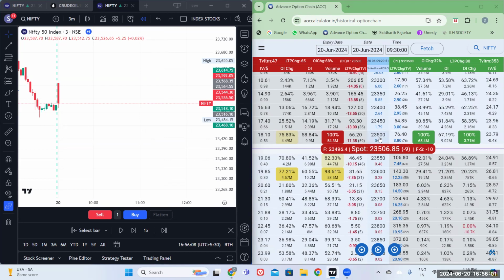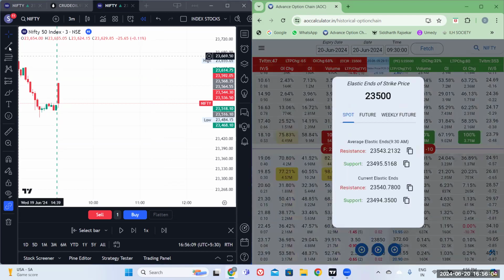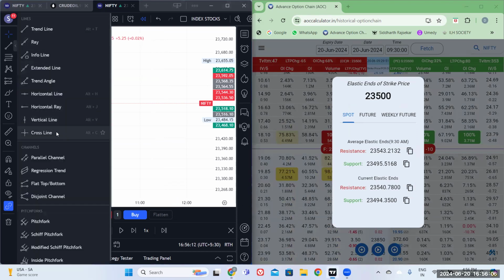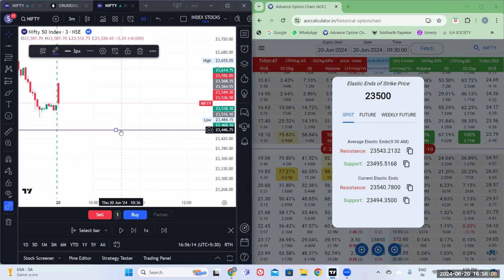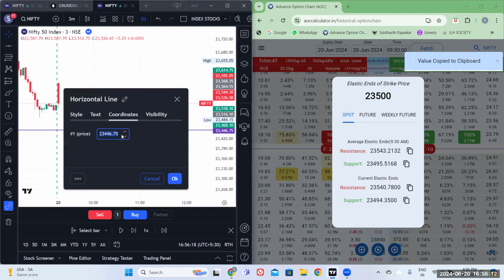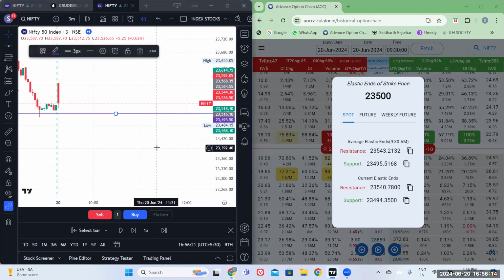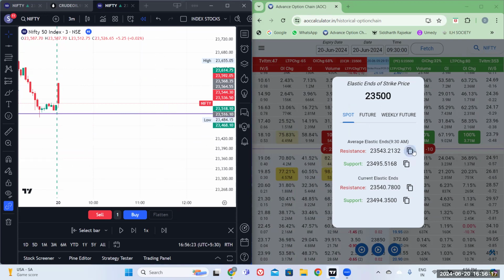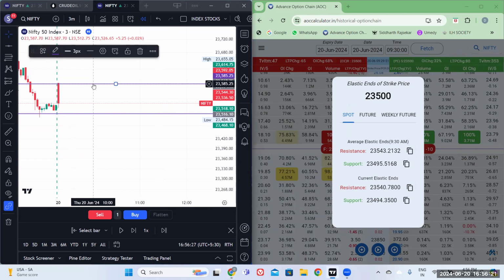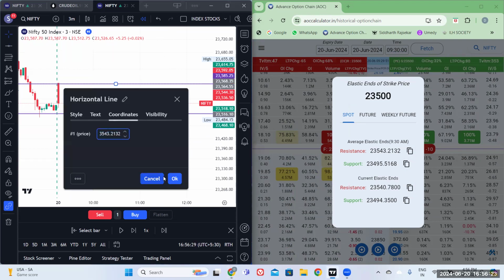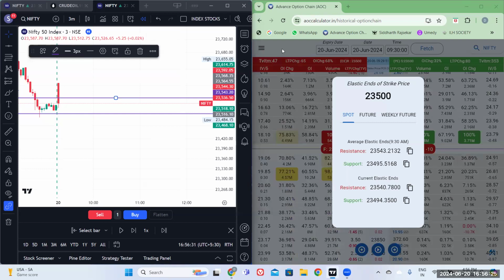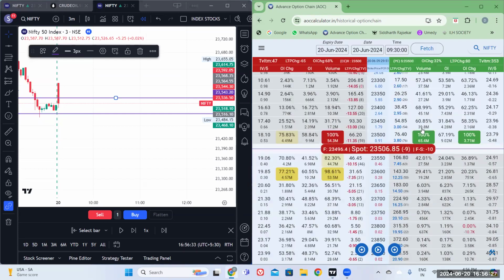So now let me do the levels for the day. Draw a horizontal line. First, figure out the support. This is the support, and then this is the resistance. Whenever I say support or resistance, it is always in the context of a particular strike price. So overall, market support seems to be at 23,500 with the volume intact.